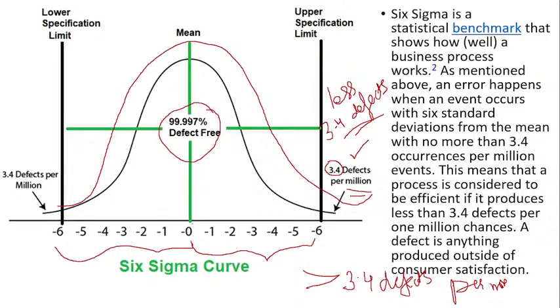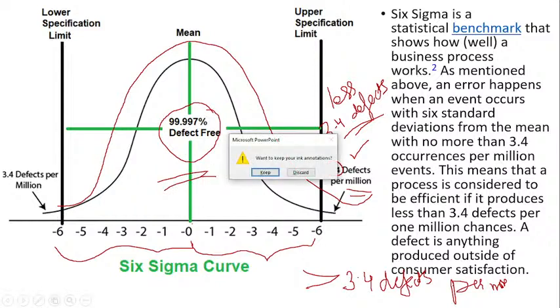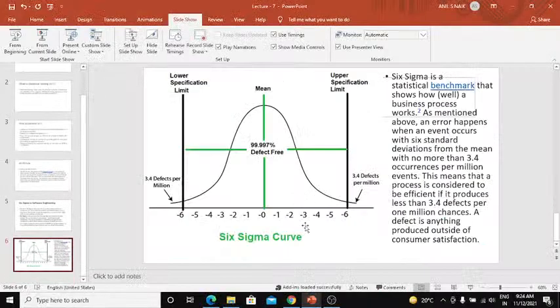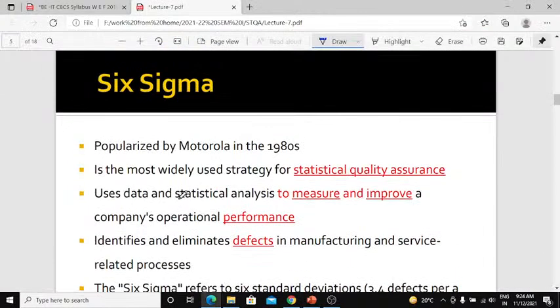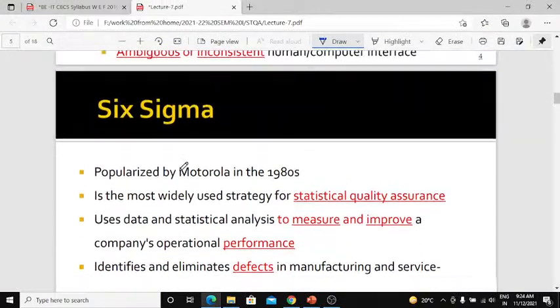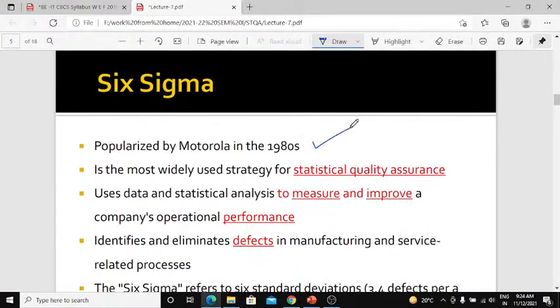By using this Six Sigma approach, we can say the quality of the software is 99.99% defect free. These are some formal approaches to improve the quality of the software. This particular Six Sigma approach was popularized by Motorola in the 1980s, and it is the most widely used strategy for statistical quality assurance.